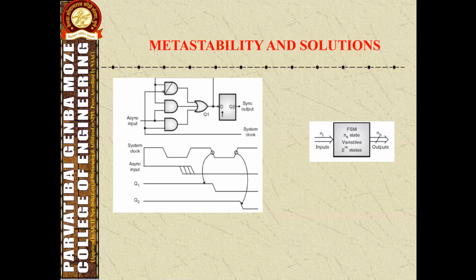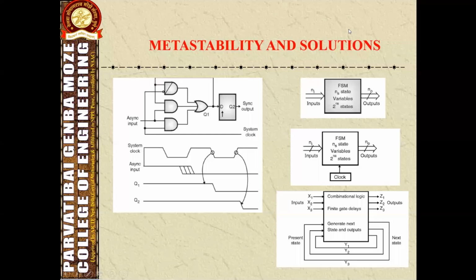The output depends upon the present state and the input, or just the present state. There are two types of finite state machine. The first one is the synchronous state machine and the second is the asynchronous state machine. Let's see them one by one. First, see the synchronous finite state machine, shown in this diagram.